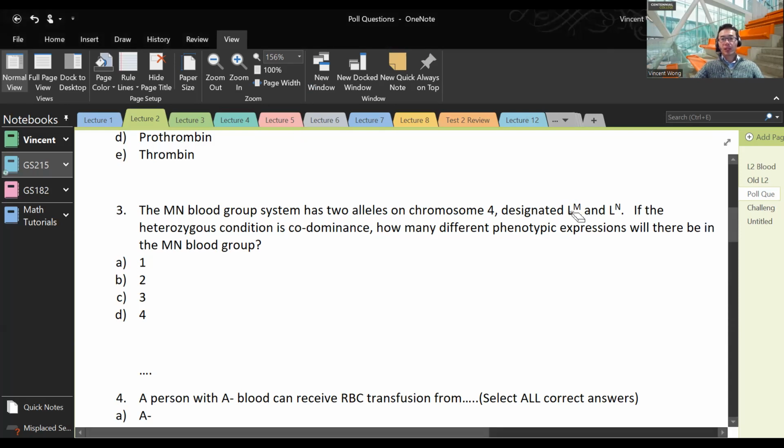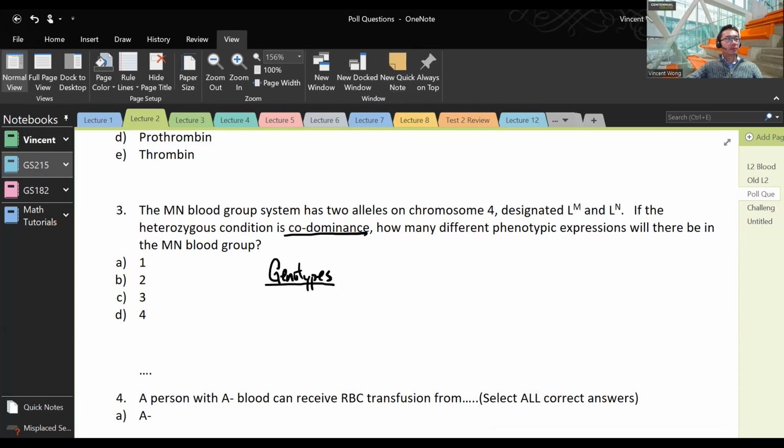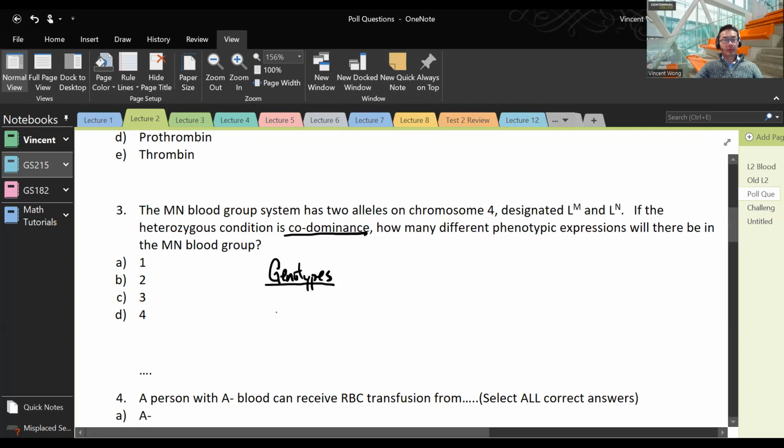Let's take a look. There are two alleles, LM and LN. If the heterozygous condition is codominant, how many different phenotypic expressions will there be in the MN blood group? So let's write out the genotype first. Can someone tell me what the genotypes are? If you have LM and LN as the only two alleles, what are the genotypes? I mean, you can't really do the question without writing down the genotypes, right?